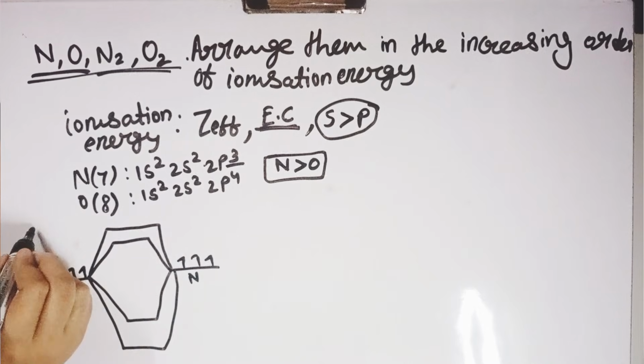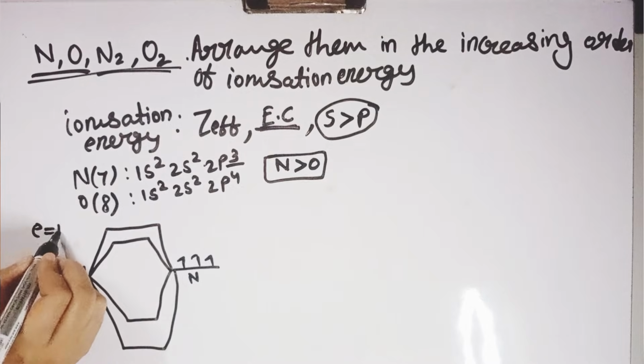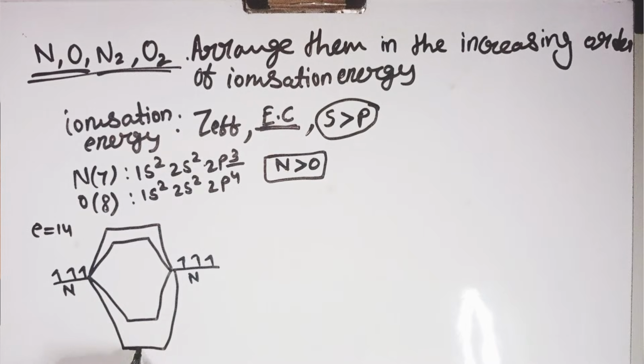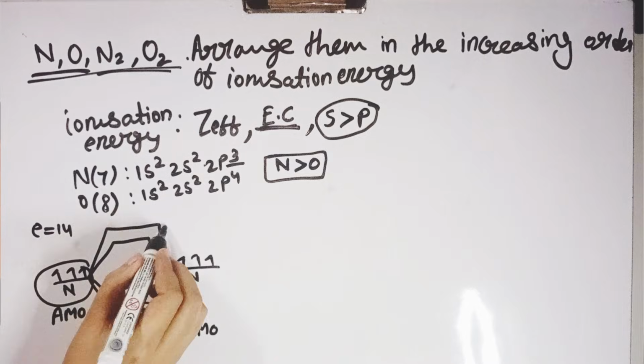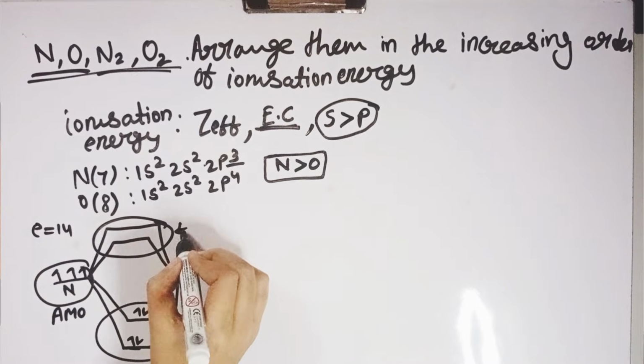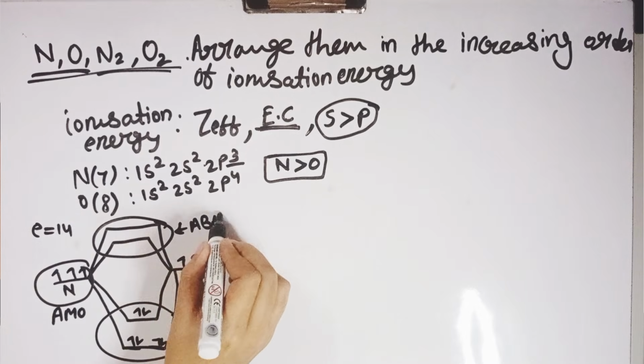So because the number of electrons is equal to 14, here we have pi, and here we have sigma. How many electrons do we have in total? 6 electrons. So we are going to fill them. 1, 2, 3, 4, 5, 6. All the electrons are filled. These are bonding molecular orbitals. For nitrogen, these are atomic orbitals. And these empty ones are anti-bonding molecular orbitals.